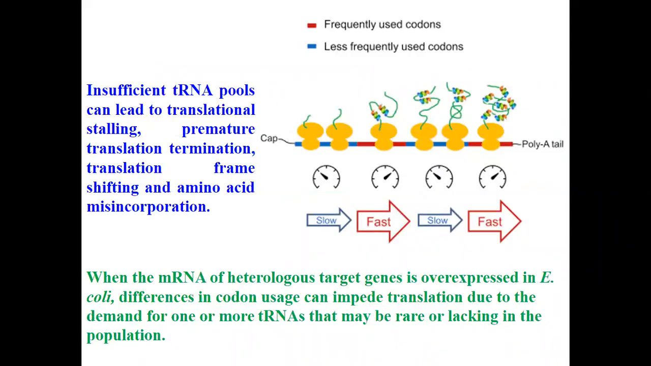So in this figure, you can see that if there is an insufficient transfer RNA pool, it can lead to translation stalling, premature translation termination, translation frame shifting, and amino acid misincorporation. For example, if a less frequent or rare codon comes on while protein synthesis is happening on ribosomes, the ribosome stalls, and the process gets slow. But when an abundant or frequently used codon is encountered, it moves fast. So this pausing can have some detrimental effects on protein expression, like frame shifting, termination, misincorporation, and low expression levels.